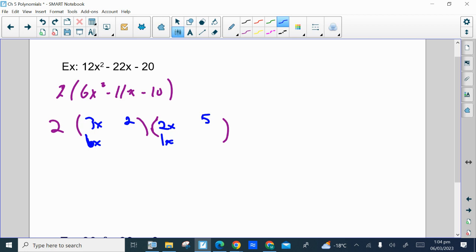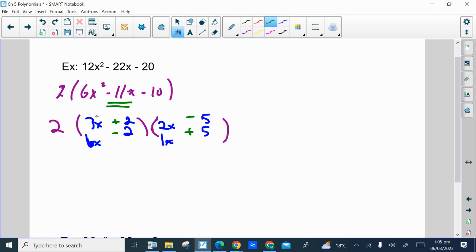But because they multiply to get negative 10, there are 2 possibilities even with the 2 and the 5. You could have a positive 2 and a negative 5, or you could have a negative 2 and a positive 5. 2 different scenarios there, and then we multiply them out. We're going to get 2 different middle terms. Remember, we're trying to get a middle term of negative 11x.